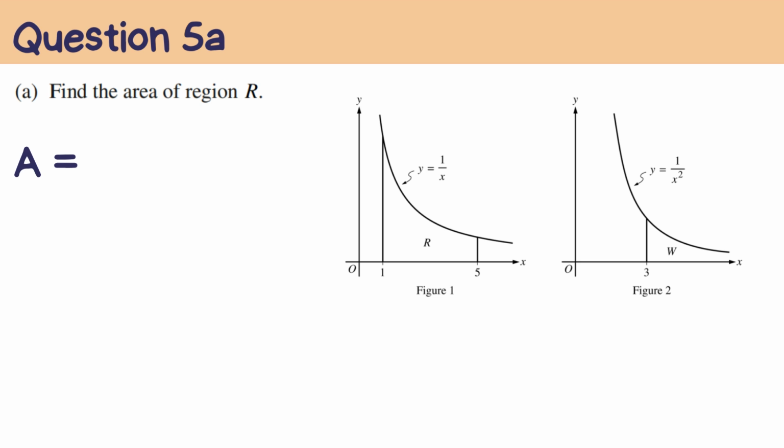So my area is going to be the integral from my bounds, so that's from 1 to 5. And because this is a function of x, we're going to do top minus bottom. So my top is going to be 1 over x, and 0 is going to be the bottom. So we're going to minus 0, so it's the same thing.